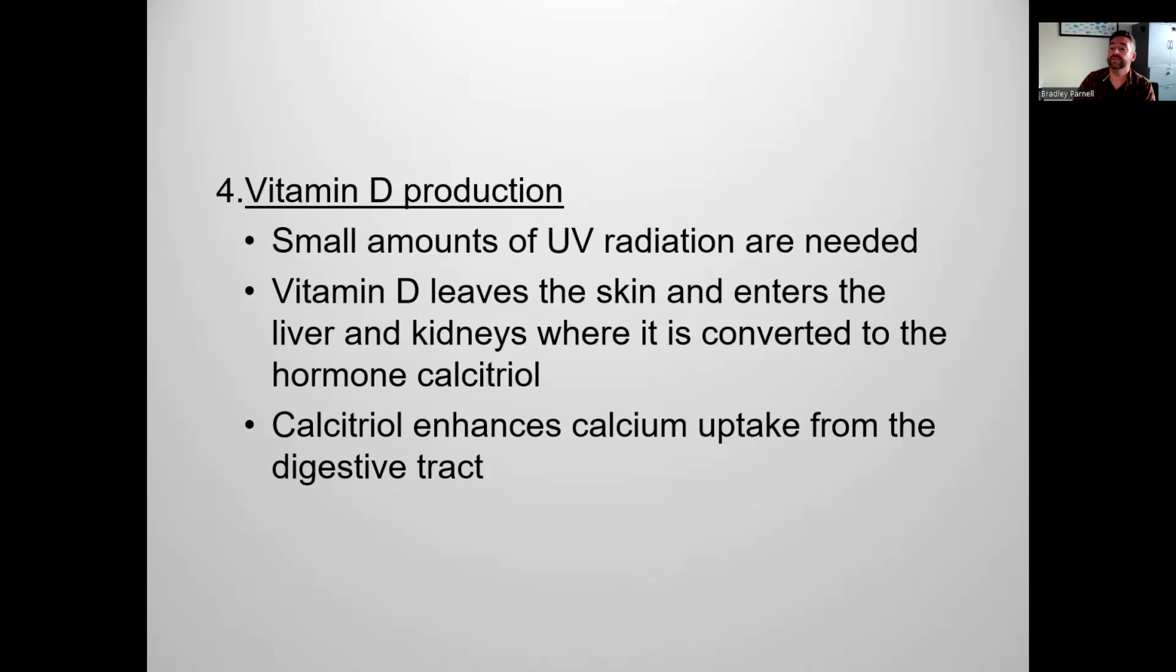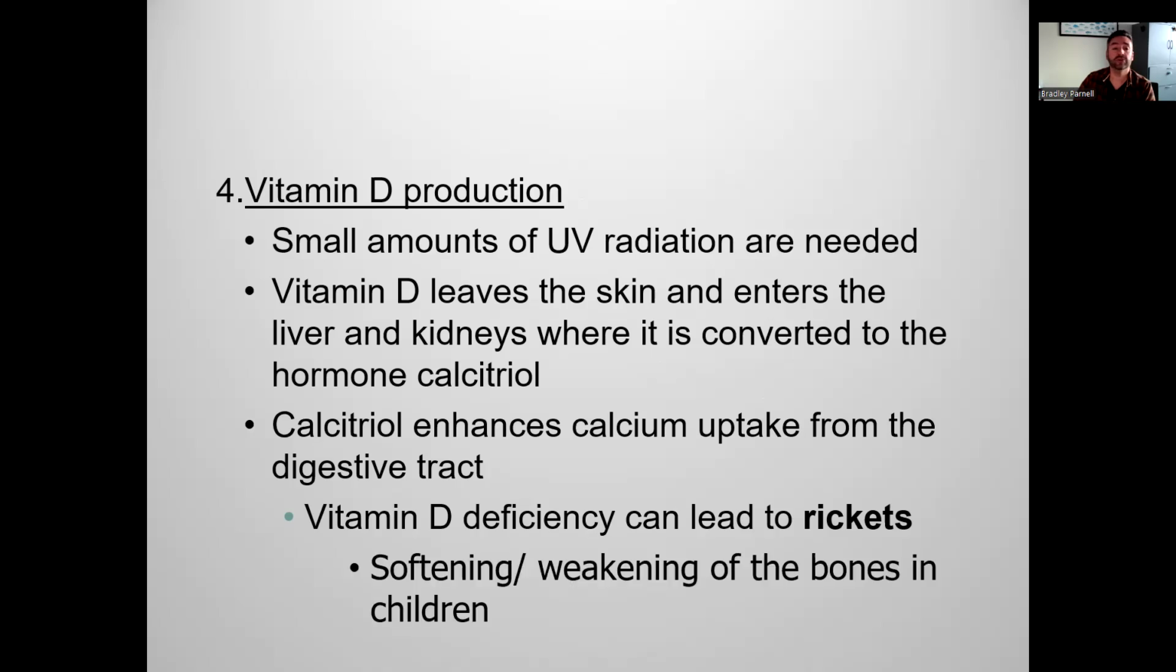Another big function is vitamin D production. Vitamin D production is extremely important for maintaining our calcium levels. And so basically, in order to create vitamin D, our skin needs to be exposed to sunlight. And then once it makes vitamin D, it then sends it over to the liver and the kidneys, which can create a hormone called calcitriol. And basically, that hormone helps to keep our bones dense. We don't want our bones to thin out.